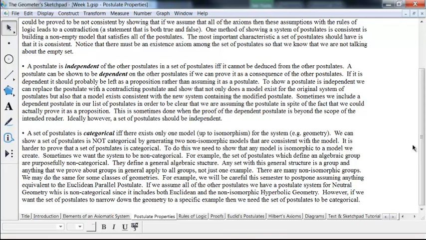Anyway, sometimes we want to be categorical, sometimes we don't. But if you do have a categorical system of postulates, then they completely determine the entire system. And there's basically only one model up to isomorphism.